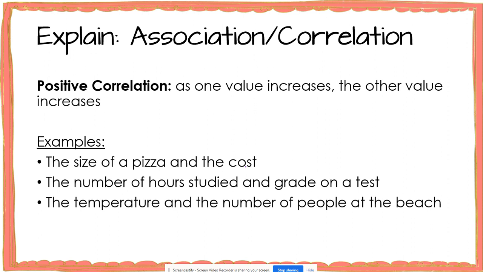The temperature and the number of people at the beach. Well, this one would be a positive association because when the temperature is really low, like maybe 0 degrees, you're not going to see a whole lot of people at the beach. But as the temperature increases and gets higher and higher, maybe up to 80 or 90 degrees, you'll notice that the number of people at the beach also increases. So that would be a positive association because as the temperature goes up, so do the number of people who are at the beach.